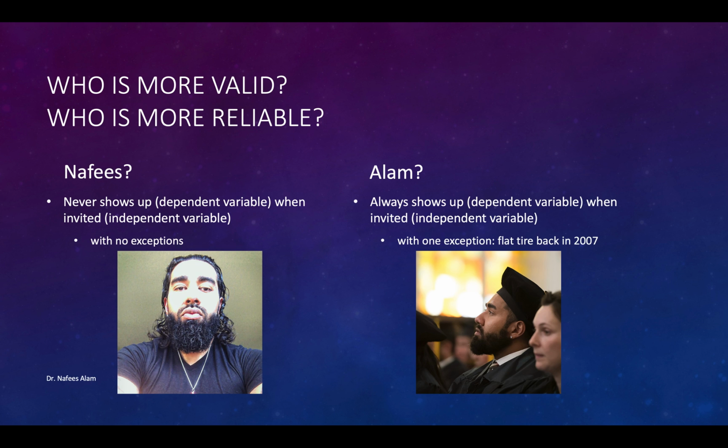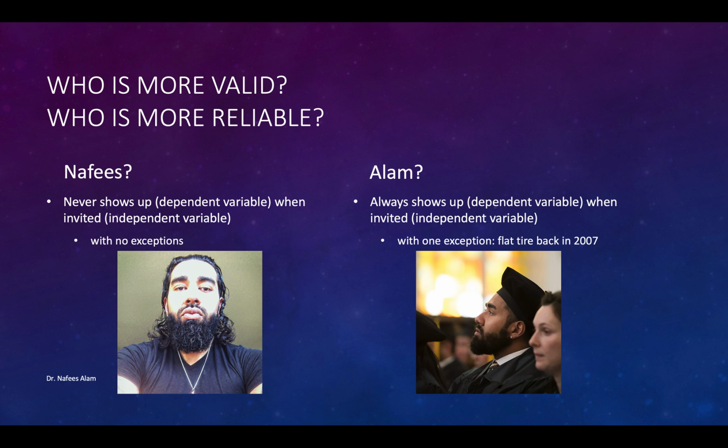Now, here's where we get interesting again: who is the more reliable friend? Now, remember from the previous example that I said that in the English language, validity and reliability tend often to be used interchangeably. But in science, they're different concepts, not opposites, but they're just different concepts.